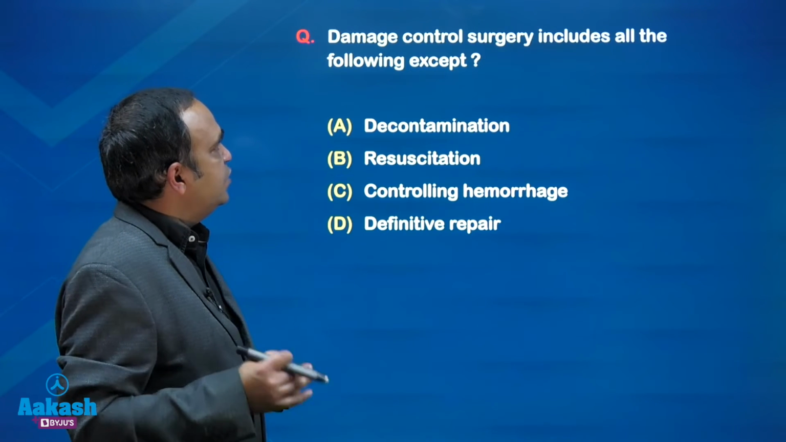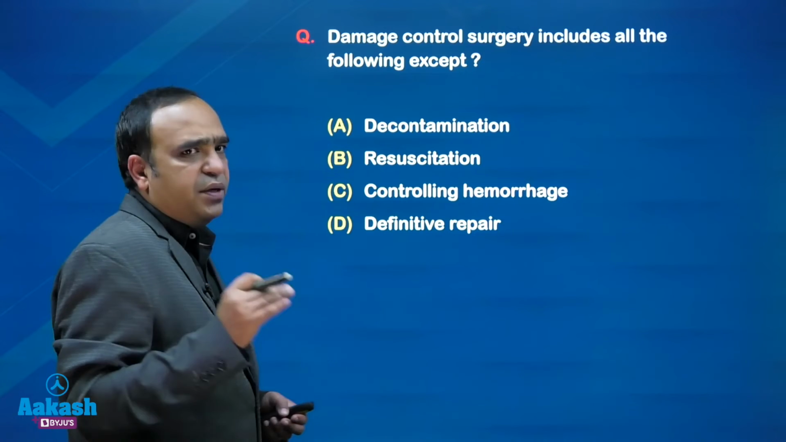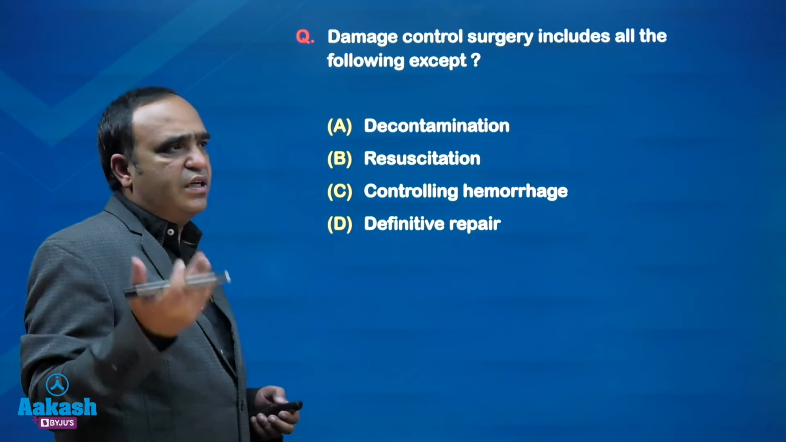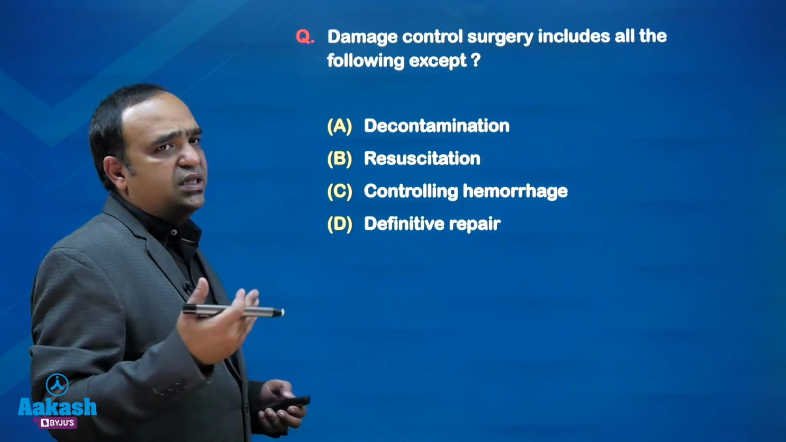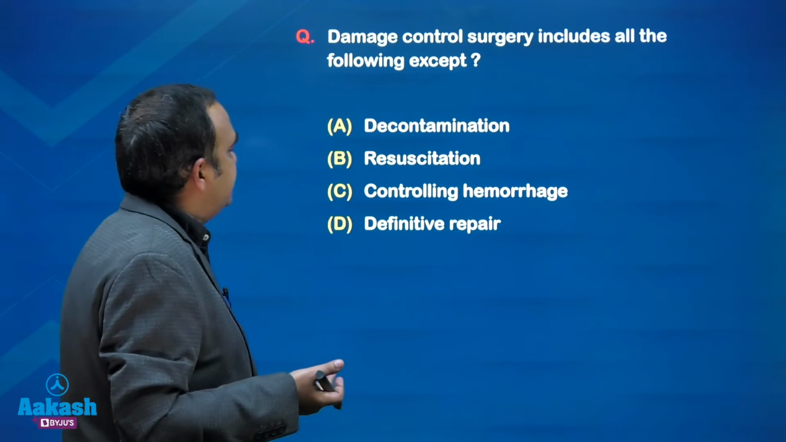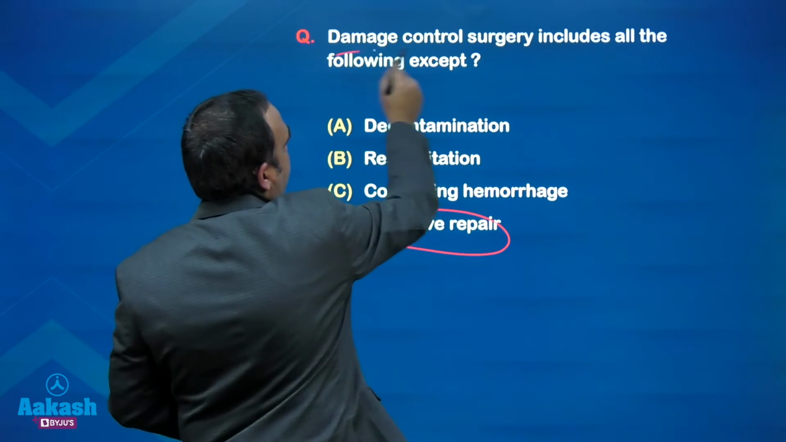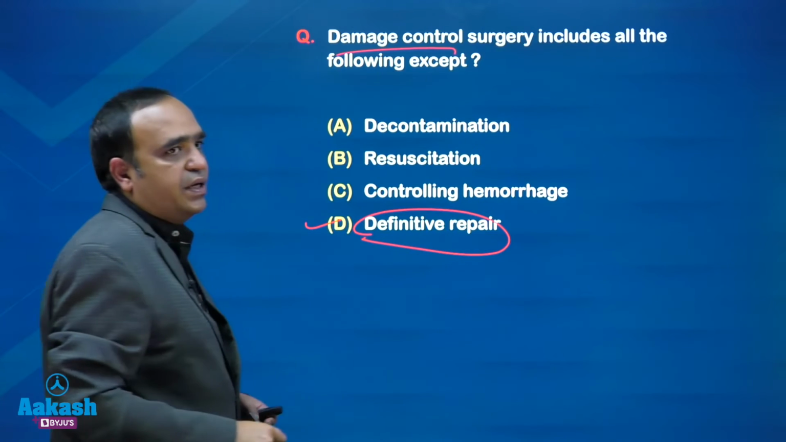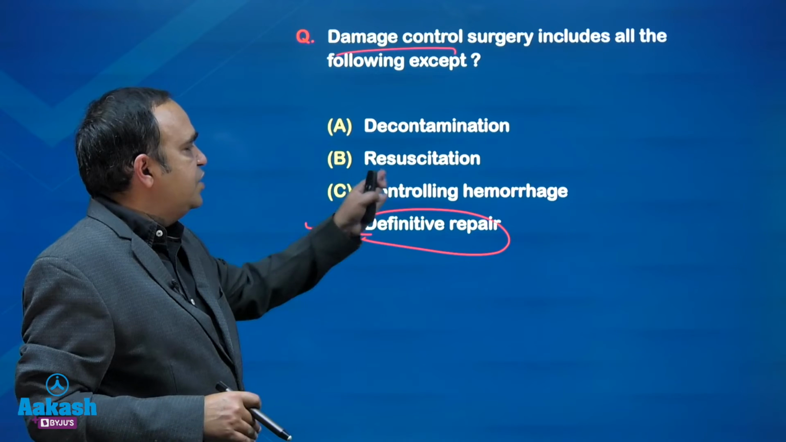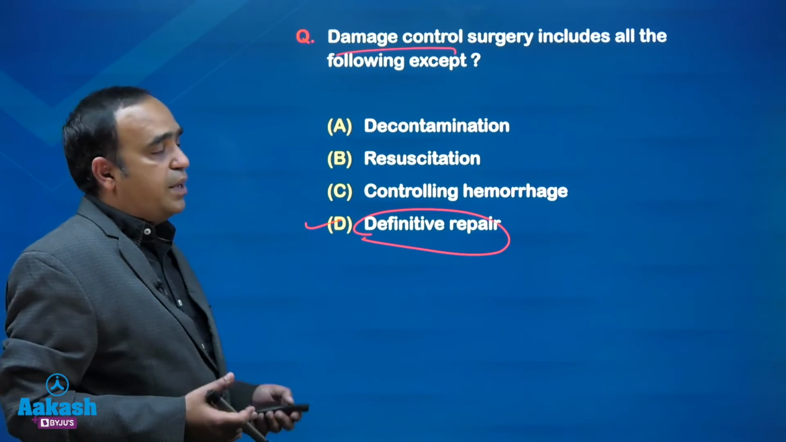Okay, damage control surgery includes all of the following except. It's very popular: DCR, DCS, DCO, damage control surgery, damage control resuscitation. These are done for the management of trauma victims, right? So the answer here is definitive repair. Obviously, definitive repair will be done at a later stage. Decontamination, resuscitation, and controlling bleeding are definitely included in damage control surgery.